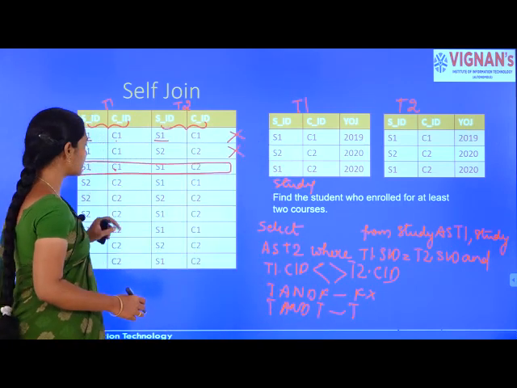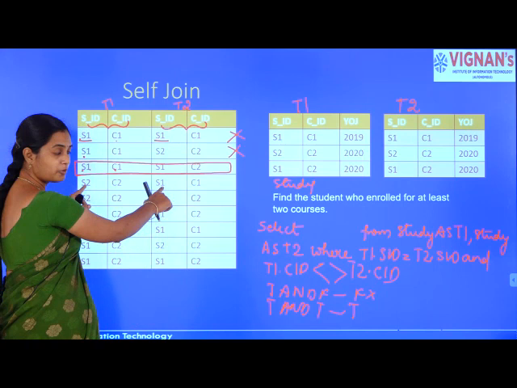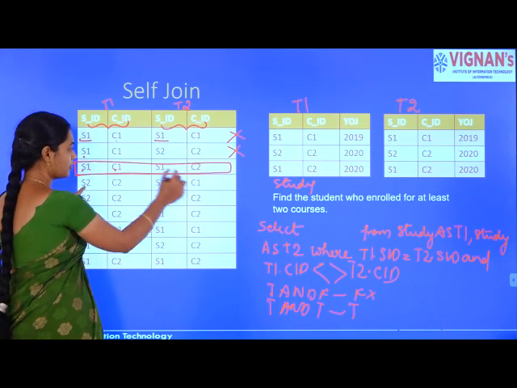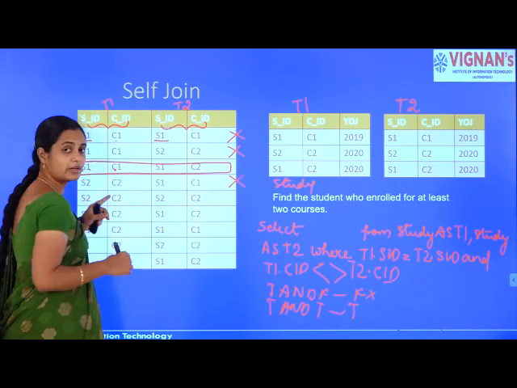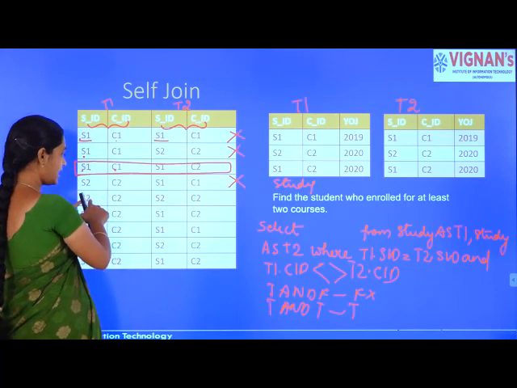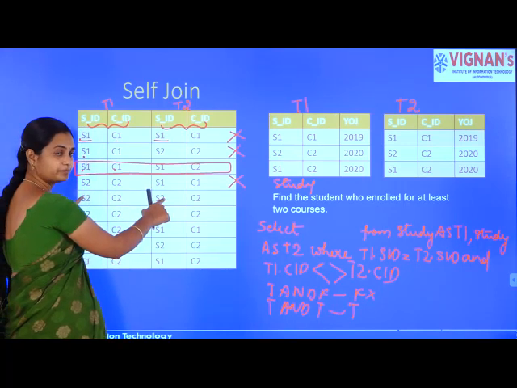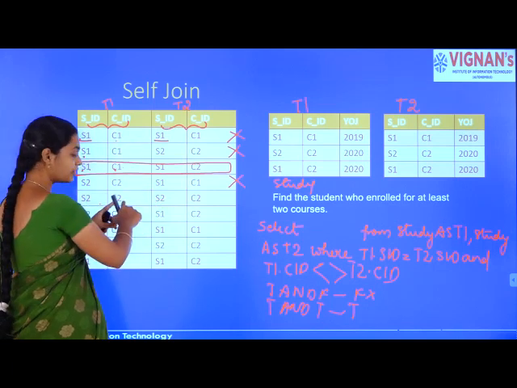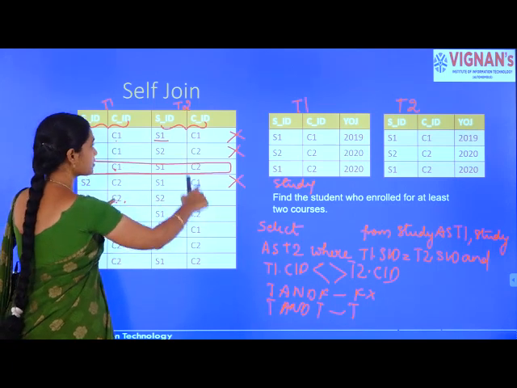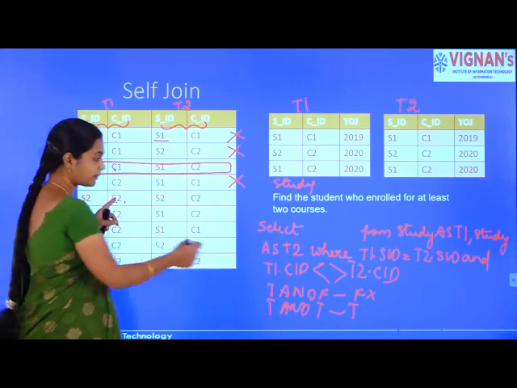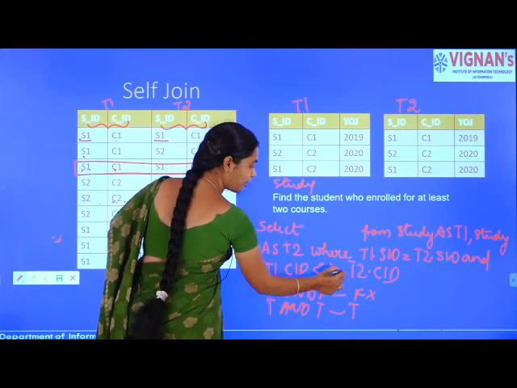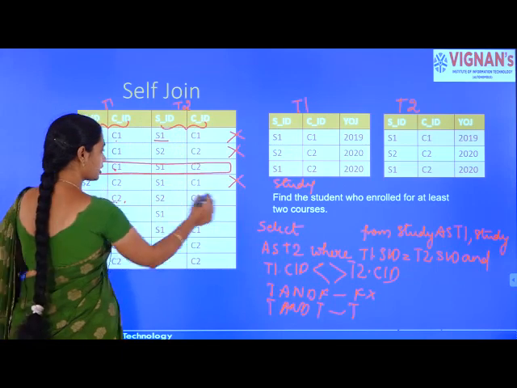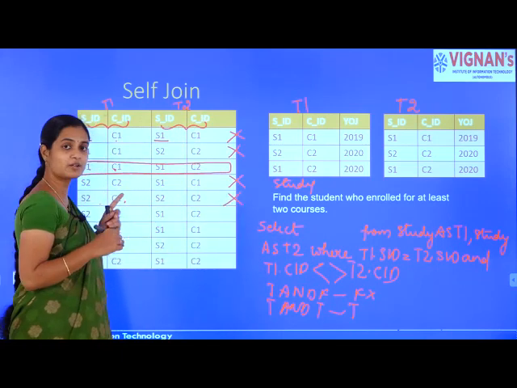Okay. So we'll see for the next one. So are these two equal? S2 is not equal to S1. So this will not be considered. The next one, S2 and S2 are equal. But what about this? T1.CID is also equal to T2.CID. But what is the condition here? This should not be equal. So this tuple is also ignored.